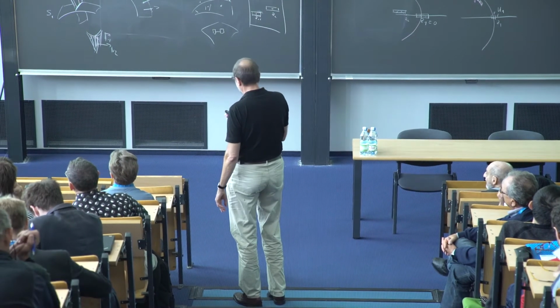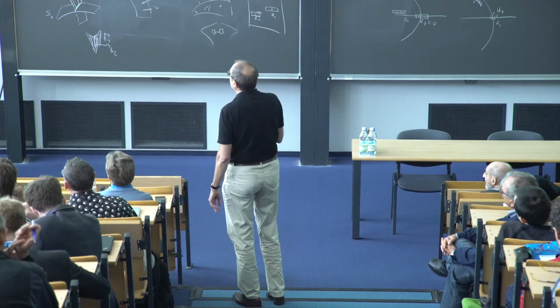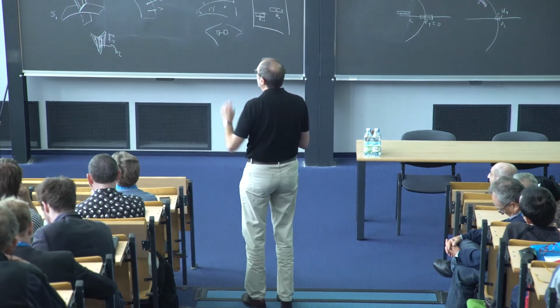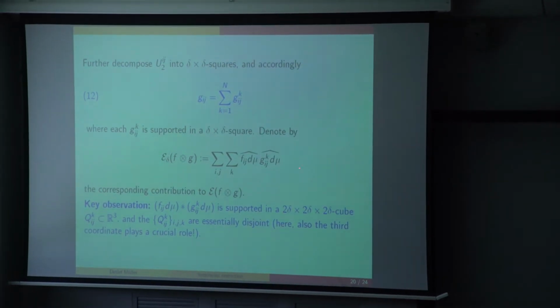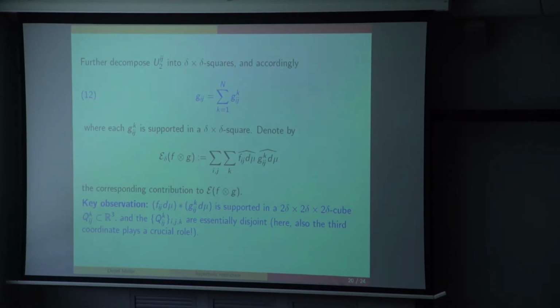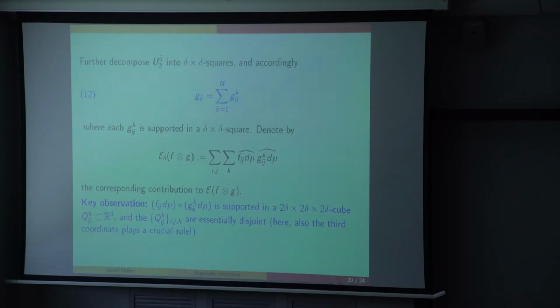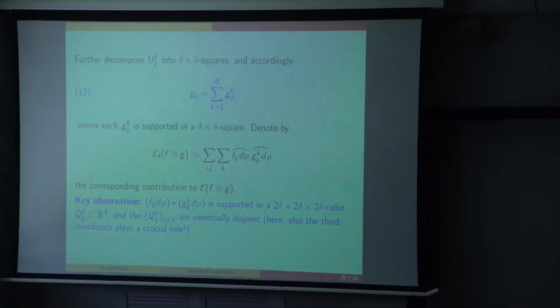So each G_ij is decomposed into squares. These functions G_ijk are supported in some square boxes. And then again we look at the contribution, let's say for the situation where the parameter rho, which was the distance between y1 and y2, is of size 1. I mean, otherwise you rescale, right? So suppose we have this situation where the vertical distance is of size 1, like in this picture here.